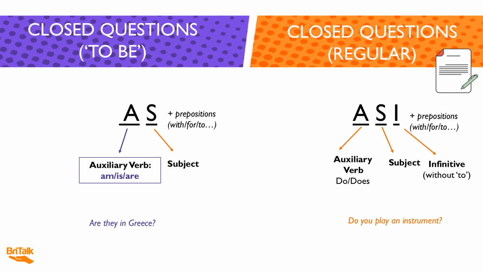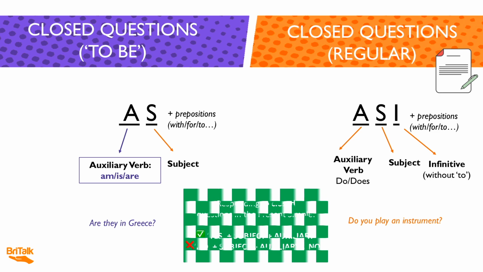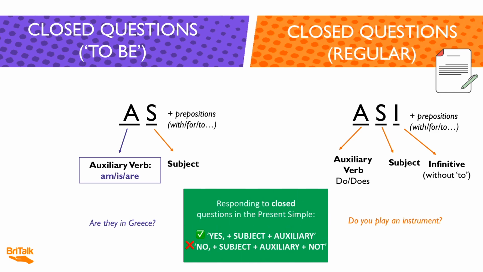To respond to closed questions, we can use yes plus the subject plus the auxiliary, or no plus the subject plus the auxiliary plus not. For example, yes I do, no I don't, or yes they are, and no they're not. Really good work guys, fantastic!